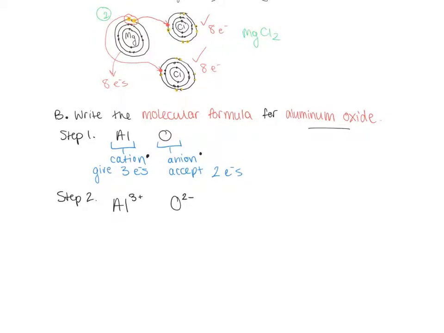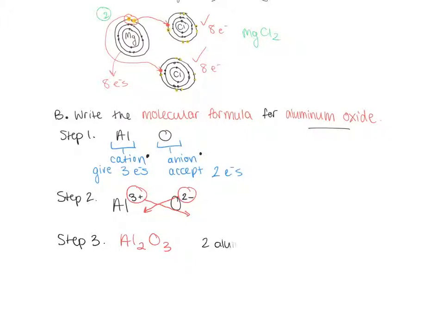The next step is going to be drop and swap. So we have our 3 and we have our 2. Remember, we don't need to add the positives and negatives when we're dropping and swapping, just because this is telling us how many atoms of each we're going to have. So aluminum, 2, oxygen, 3. So according to the drop and swap method, we need 2 aluminums for every 3 oxygens.